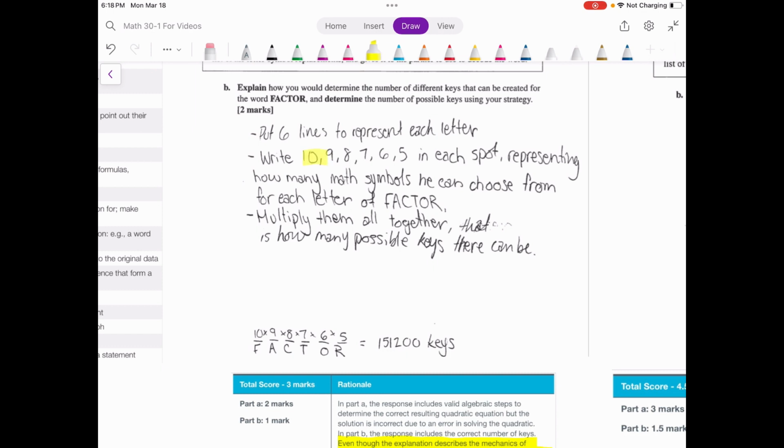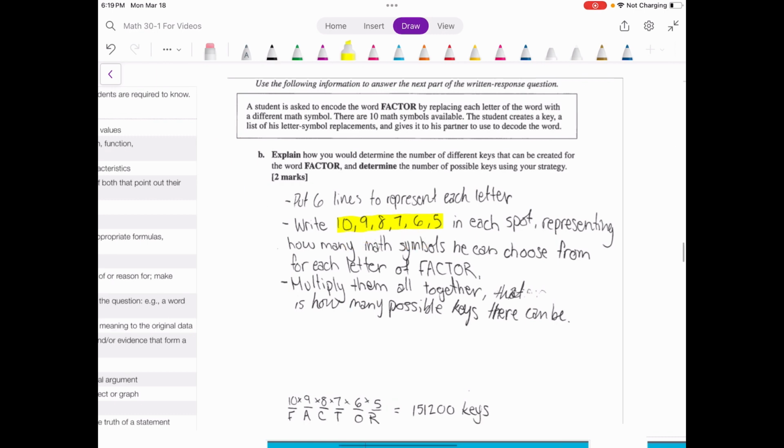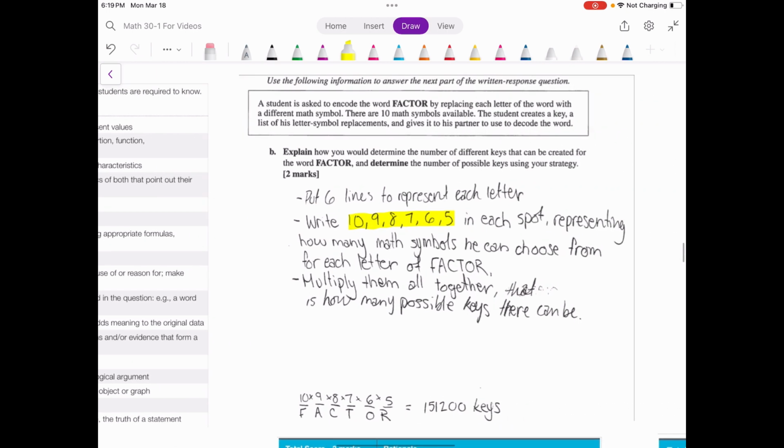They're right. We should do 10 times 9 times 8 times 7 times 6 times 5. But why should we do that? Well, because we can't repeat the symbols. Otherwise, our code won't really work. If we use the same symbol for F as we do for A, how is someone supposed to decipher our code? That's the simple thing they were missing, but it's an important thing. That has not made clear what was not immediately obvious. Again, if you had never taken Math 30, would you be able to say, oh, I get why they did that? Not with this explanation, really.